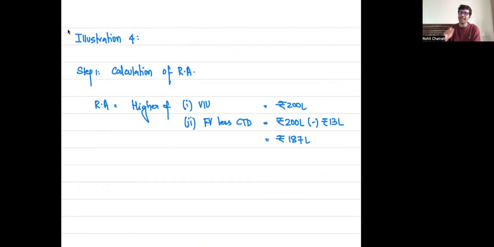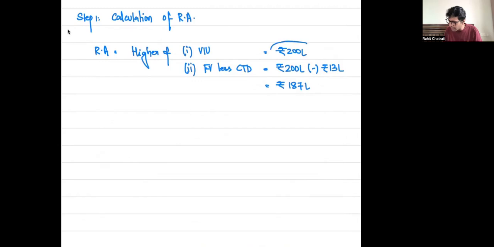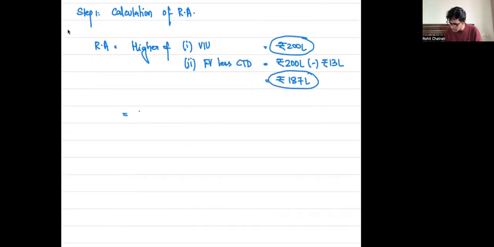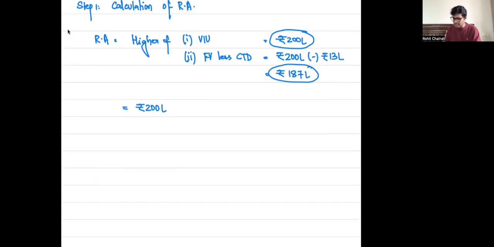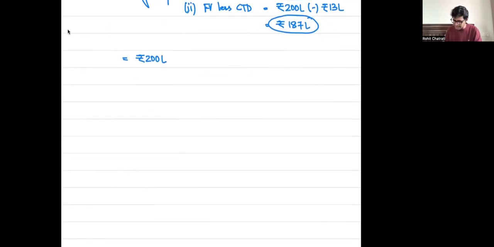They gave fair value separately and cost of disposal separately, and we have calculated the FV less CTD as 187 lakhs. Therefore, recoverable amount is going to be the higher of value in use or fair value less CTD, which in this case is 200 lakhs. Recoverable amount represents the amount of benefit that we are expected to receive from this asset. All right, let's move on now to step number 2, which is calculation of impairment loss.